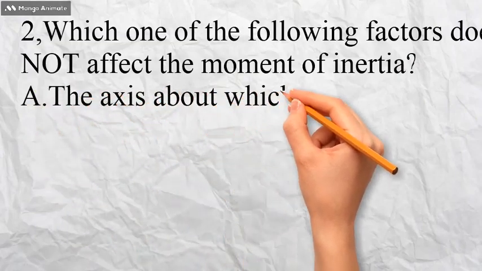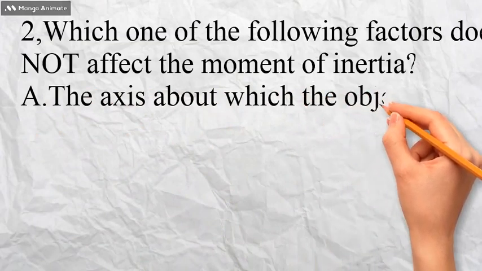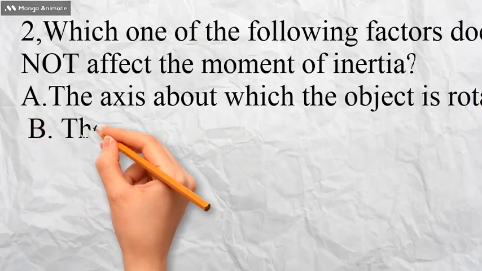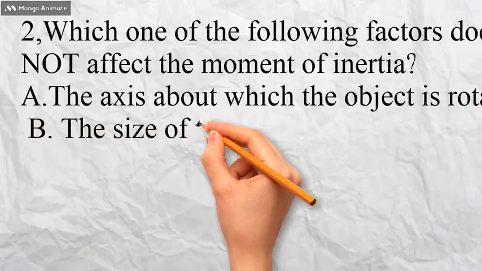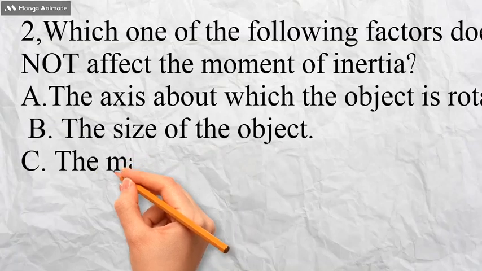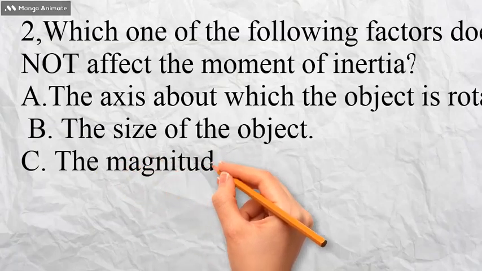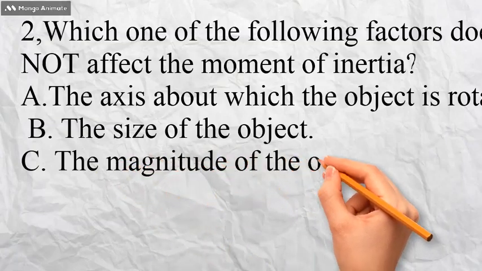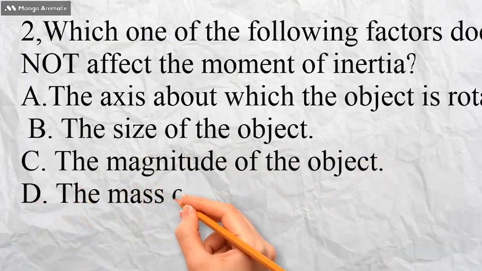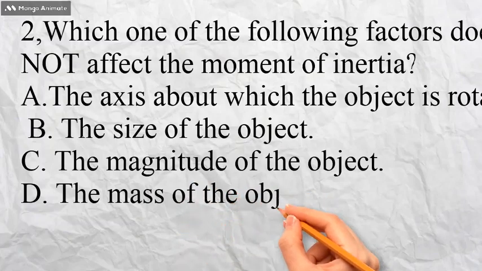Explanation: the moment of inertia depends on A, the axis of rotation. Different axes give different moments. B, the size of the object, e.g. radius or length. D, the mass of the object and how that mass is distributed. Magnitude of the object is not a standard physical quantity in this context, so it does not directly affect the moment of inertia.